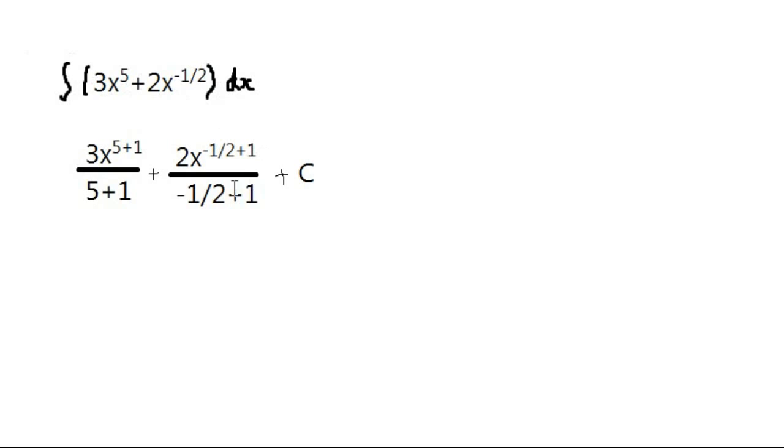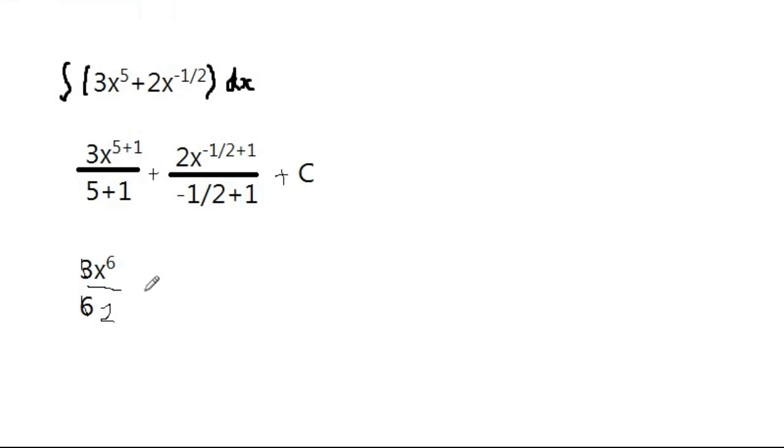Now we need to simplify the whole thing, so 3x to the power 5 plus 1, which is 6, so it's 3x to the power 6 divided by 6, and simplification can happen. 3 and 6 cancel to get you 2, so this whole thing is actually a half x to the power 6.